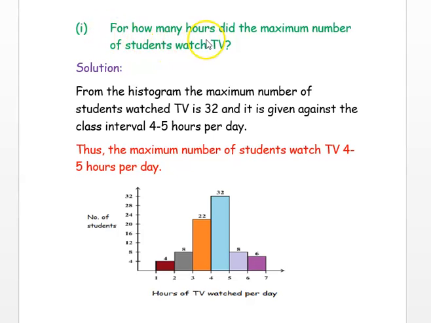So the first question is, for how many hours did the maximum number of students watch TV? They've asked for the maximum number of students. If you analyze the histogram, the values are 4, 8, 22, 32, 8 and 6. So the maximum is 32, and it's given against the class interval, which you see in the horizontal axis, that is 4 to 5 hours per day. Thus we can say that the maximum number of students watch TV 4 to 5 hours per day, and the number of students is 32.